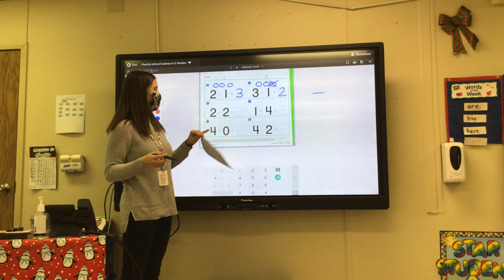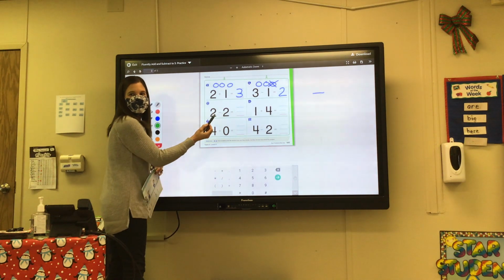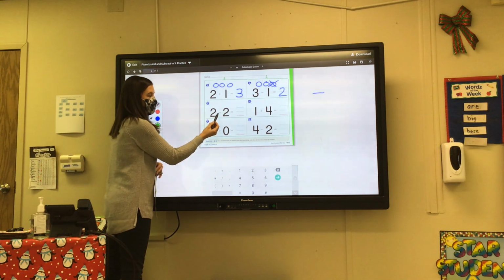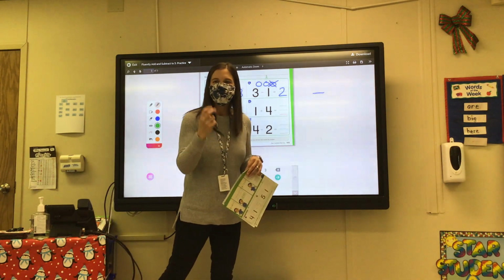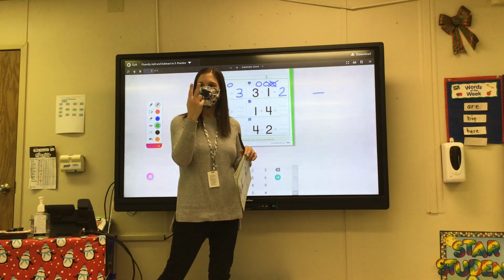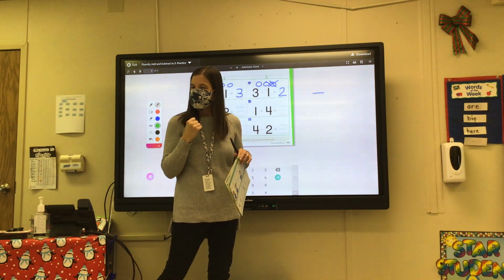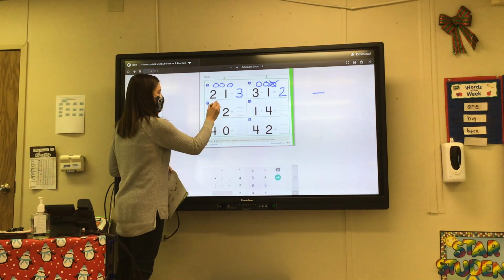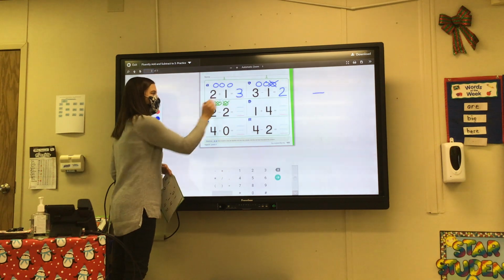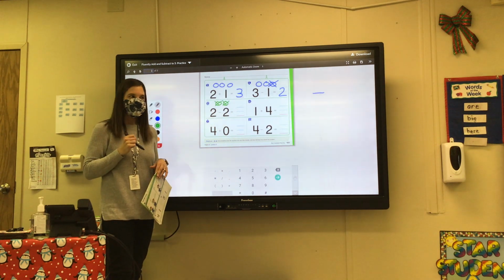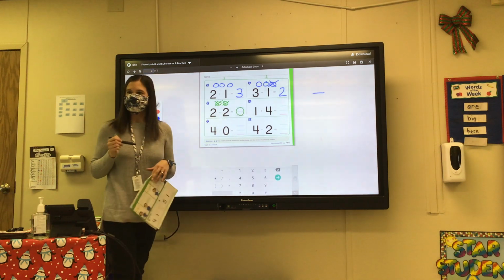Let's look at number 5. Ben, what sign do you see here in number 5? Minus. So if we have 2 and we take 2 away, you can count backwards. You can say 2, 1, 0. Or you can draw pictures. You have 2 counters. You take 2 away. How many do you have left? 0. 2 minus 2 equals 0.